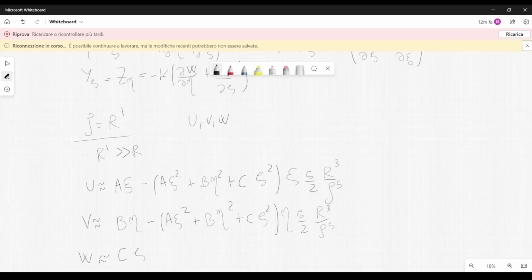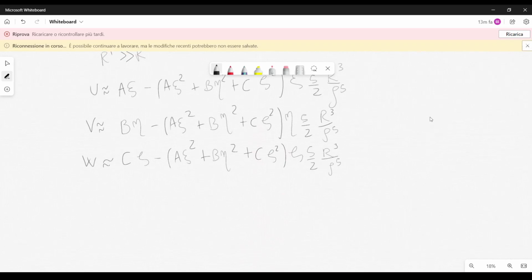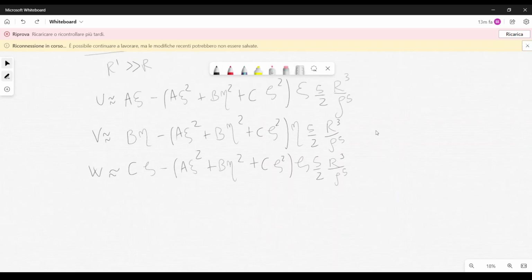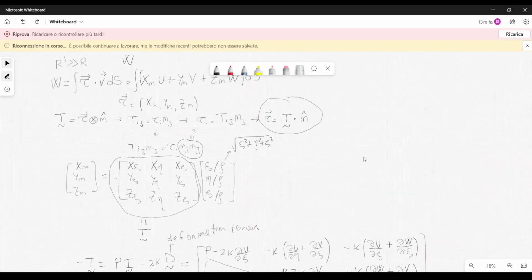Then we have w approximately equal to c zeta minus a xi squared plus b eta squared plus c zeta squared. This multiplies zeta. Then we have 5 over 2 r cubed over rho to the fifth power. And also p can be rewritten. So remember the expression for p. Let me go back and show you the expression for p.